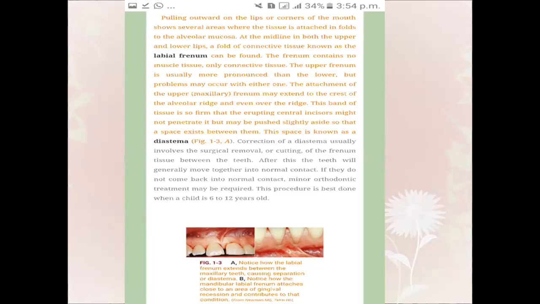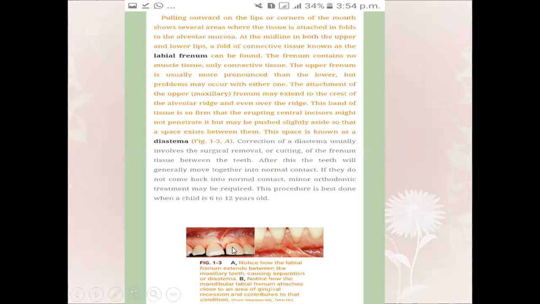The attachment of the upper maxillary frenum may extend to the crest of the alveolar ridge. This is the alveolar ridge, and this is the crest of the alveolar ridge. It starts from the upper lip towards the crest of the alveolar ridge. And this band of tissue is so firm that the erupting central incisor might not penetrate it, but may be pushed slightly aside so that a space exists between them. This space is known as the diastema, or the space between the two teeth, because of the frenum.